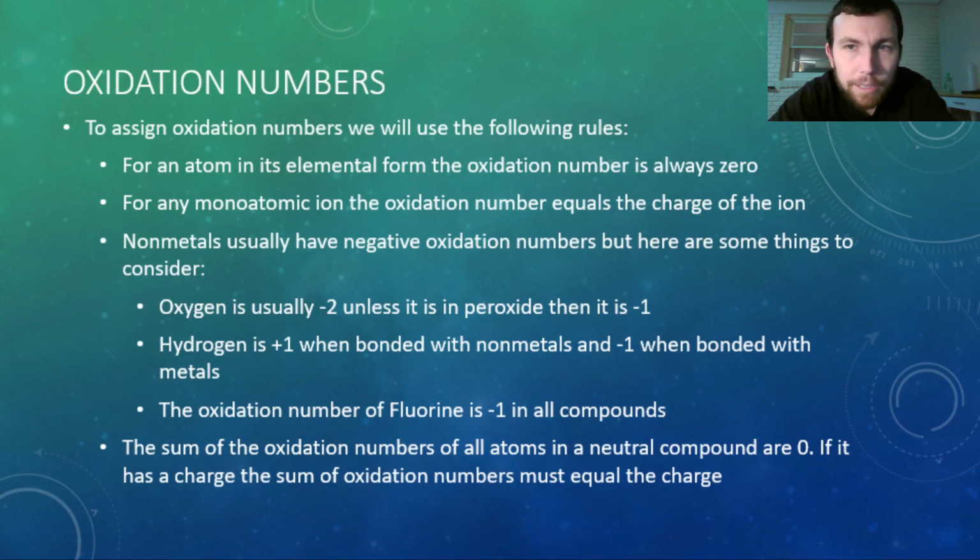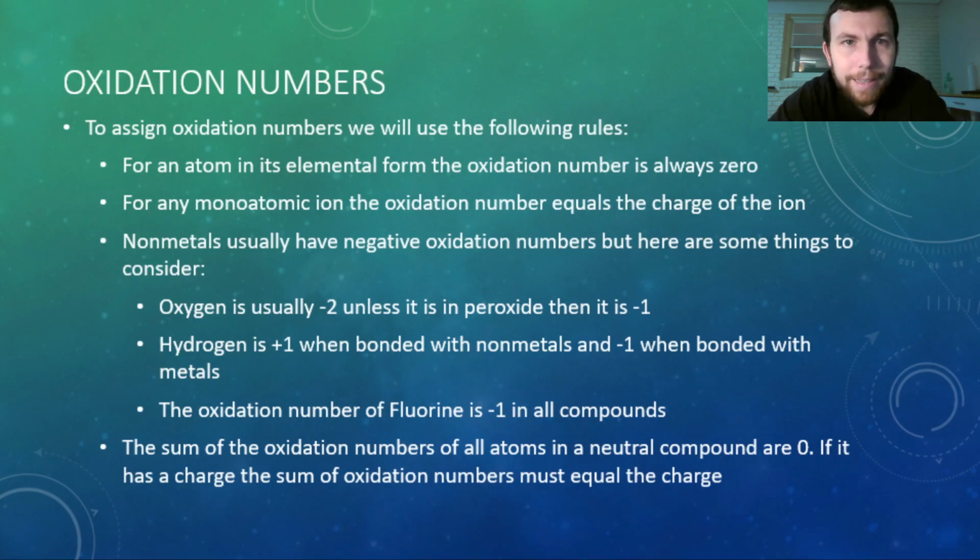Sodium's a solid. In its elemental form, its oxidation number is always going to be 0. If we have diatomic hydrogen, that's a gas. That's the naturally occurring form of hydrogen. It's going to have an oxidation number of 0. So pure elements, pure substances like that, are going to have oxidation numbers of 0.